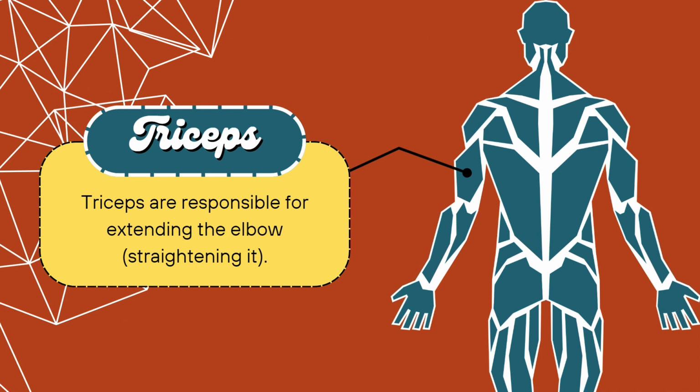Then we have the triceps. Okay, so we're talking about biceps and triceps being the agonists and antagonists. We're going to go into that a bit later. So triceps are responsible for extending the elbow or straightening it, which is the opposite of the biceps.